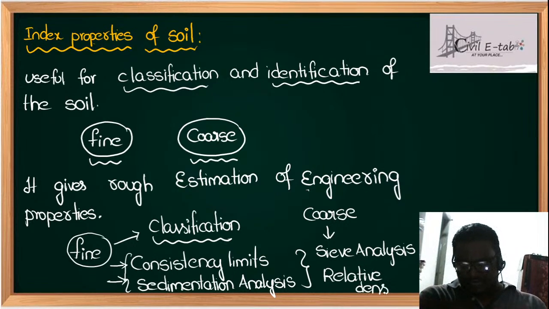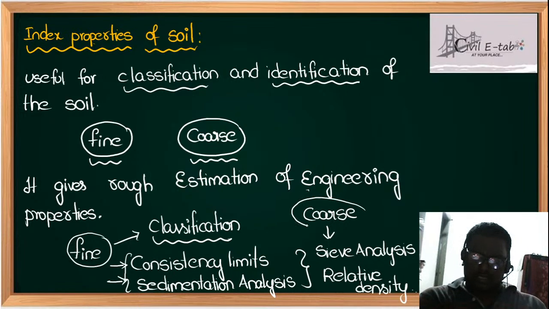Now we'll start with relative density, students. We'll start with the explaining. So students, in classification of coarse grain, what you are studying is sieve analysis and relative density. In classification of fine grain, you are studying consistency limits and sedimentation analysis. Am I clear, students?